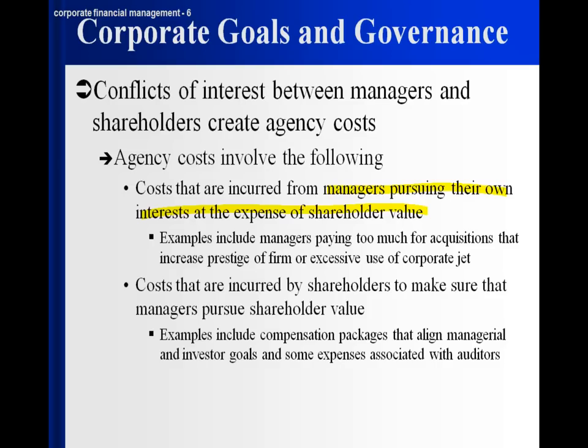The second kind of agency cost is the fact that shareholders know that managers can behave like this, and so shareholders incur costs to make sure that managers pursue shareholder value. So you may have a compensation package that aligns managerial incentives to investor goals. So it costs money to develop this, it costs money to monitor it, and it may actually result in paying the managers more than you would have had to had they not had this incentive issue.